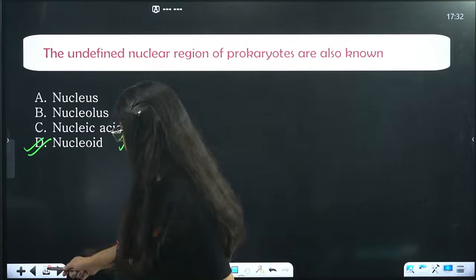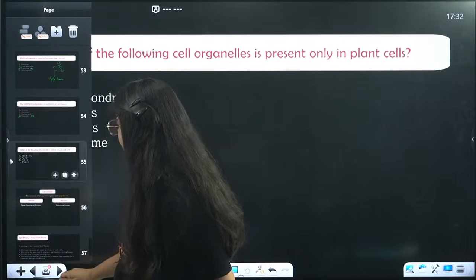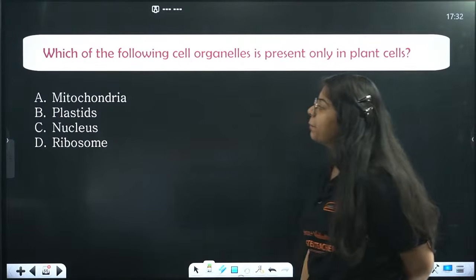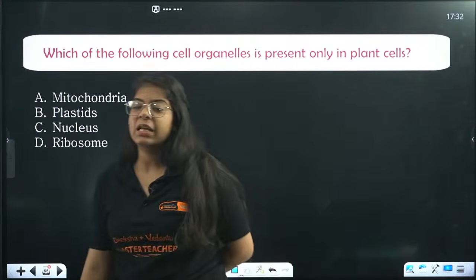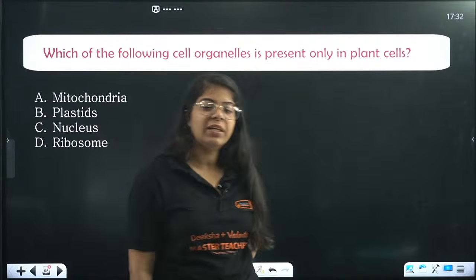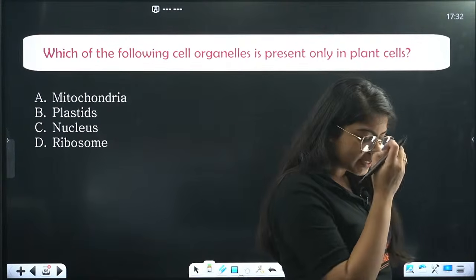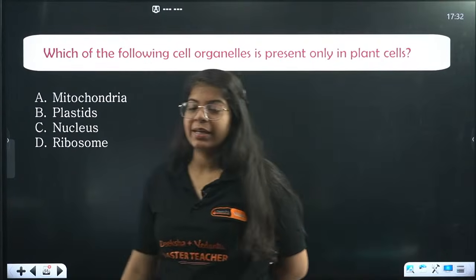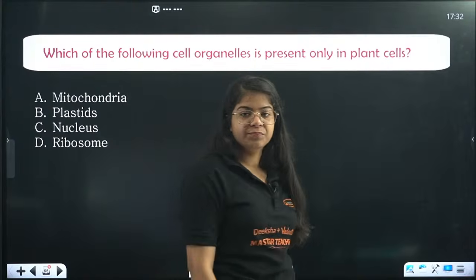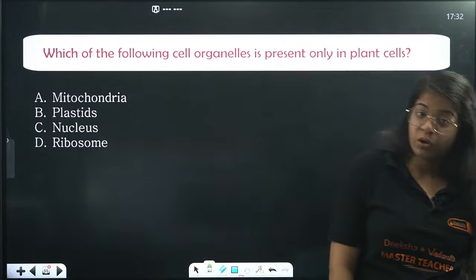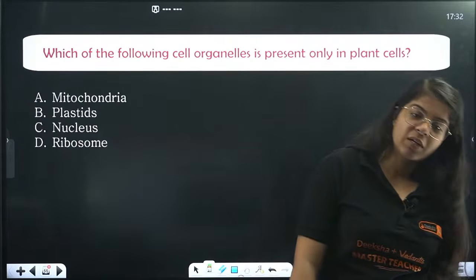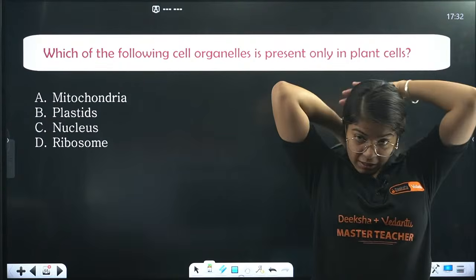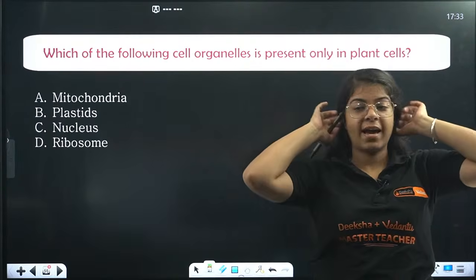Okay, next question. Which of the following cell organelles is present only in plant cells? What is that? The cell organelle which is present only in the plant cells. That is mitochondria, plastids, nucleus, ribosome. Which is that?